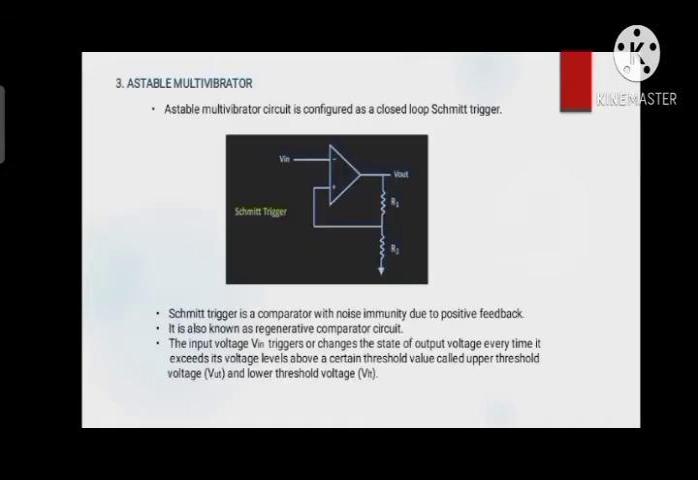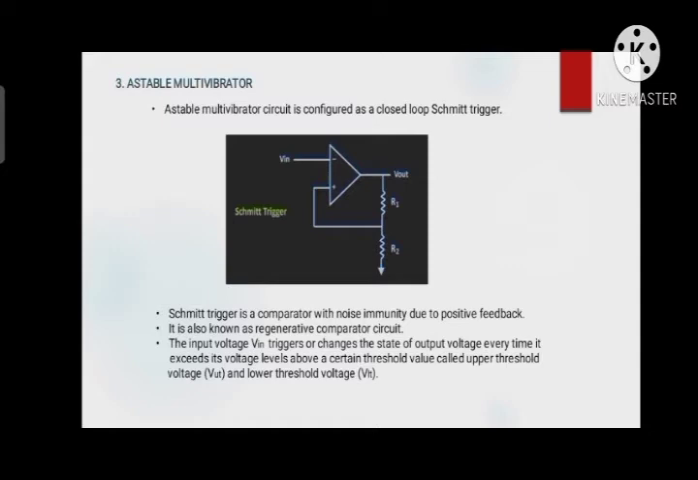Third, we are going to see the astable multivibrator. Before going into the astable multivibrator, we see the concept of Schmitt trigger, because the astable multivibrator circuit is configured as a closed loop Schmitt trigger. Schmitt trigger is a comparator with noise immunity due to positive feedback. It is also known as a regenerative comparator circuit.